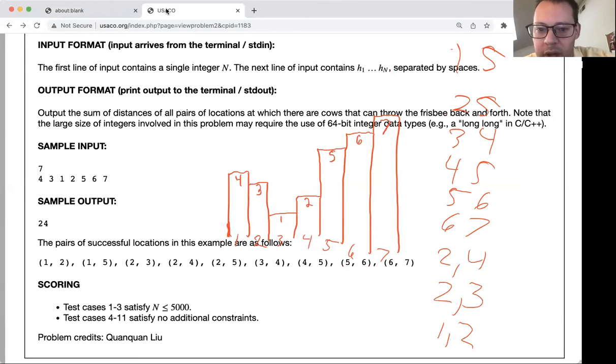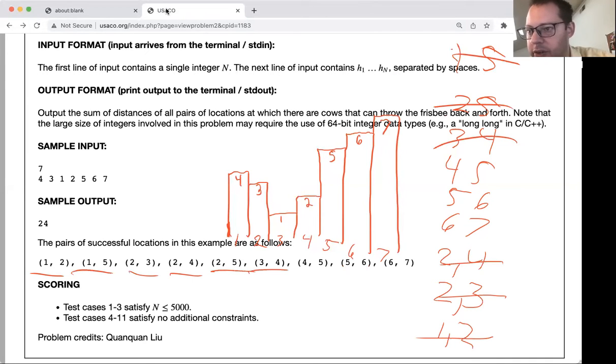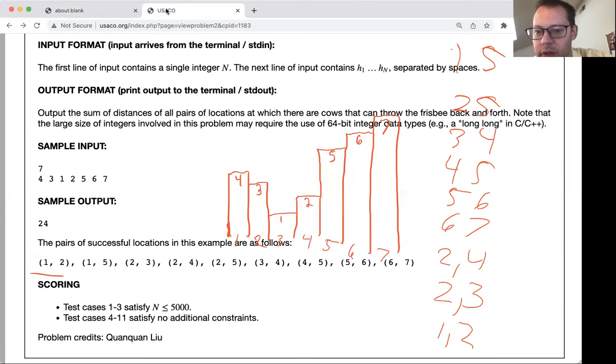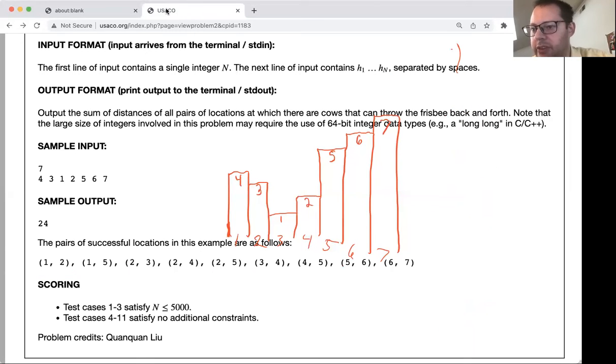Okay, so I've got 1, 2, check. 1, 5, check. 2, 3, check. 2, 4, check. 2, 5, check. 3, 4, check. 4, 5, check. 5, 6, check. 6, 7, check. Fabulous. Okay, so we got all of them. All right, let me back that back up. I'm going to clear out the left side here. Just erase that, be faster. All right, let's see how to do this with a stack.